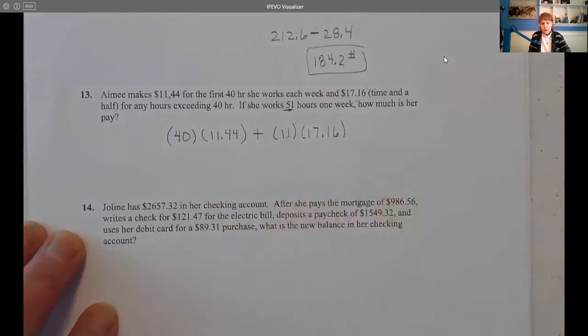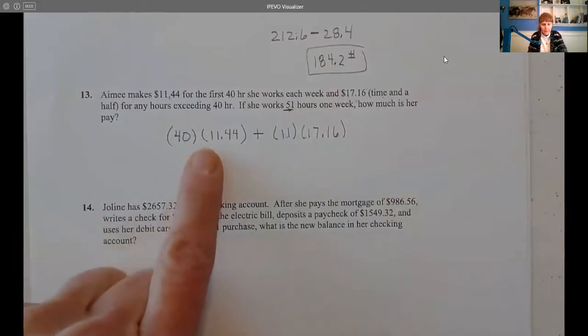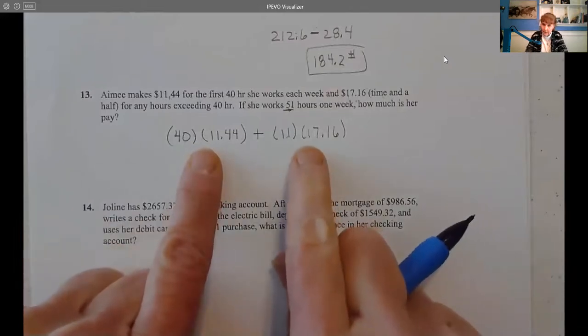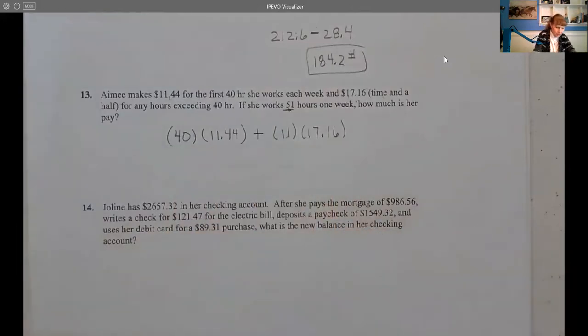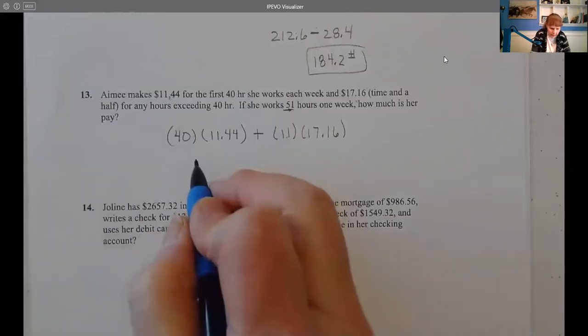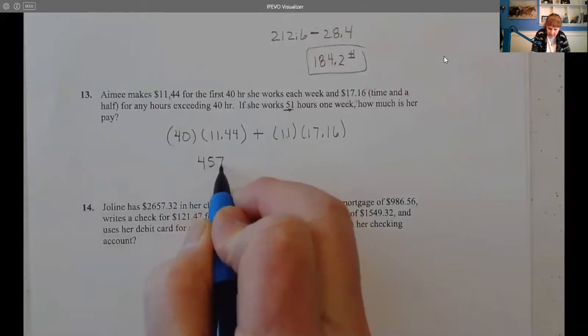Okay. So you can find out the regular pay, find out her overtime pay, and add the two together. I'm going to do them separate. You may have a calculator that does that all at once, but I'm going to do them separate. 40 times 11.44. So her first 40 hours, she made $457.60.